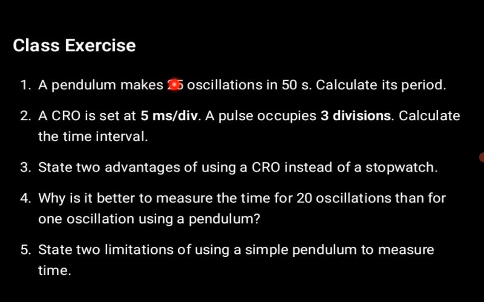This is how far I wanted to take you. But before I go, I would like to leave this work, which you have to do, and share with me the responses. This is your exercise. A pendulum makes 25 oscillations in 50 seconds. Calculate its period. A CRO is set at 5 milliseconds per division. A pulse, which is a signal, occupies 3 divisions. Calculate the time interval.